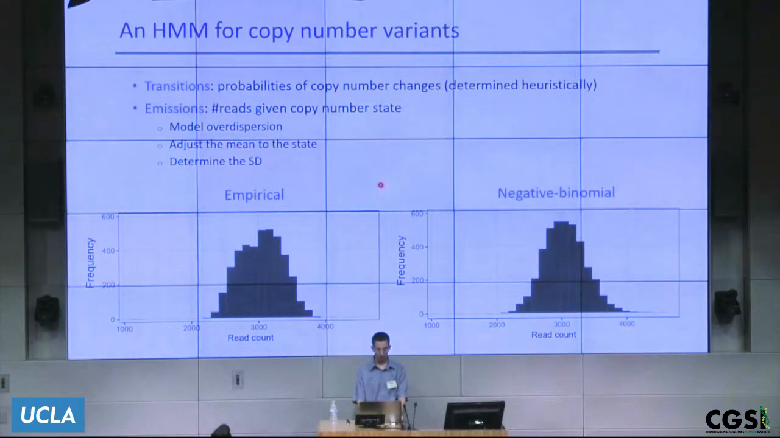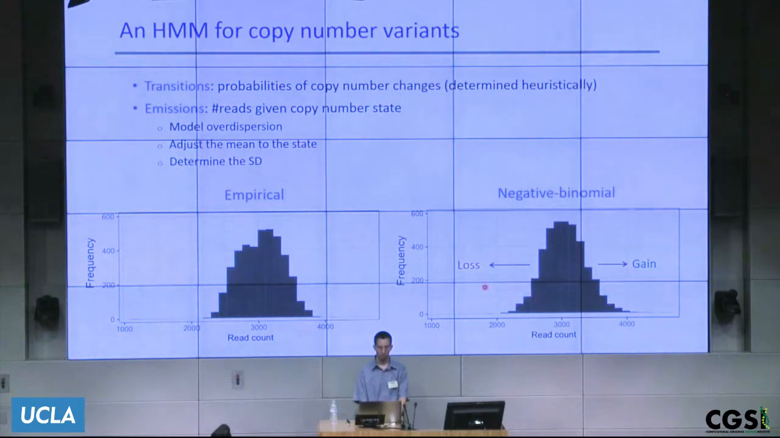One key point is that once we have this distribution of the number of reads given the copy number, to properly generate the distribution of the number of reads given the copy number state, we need to shift the distribution.